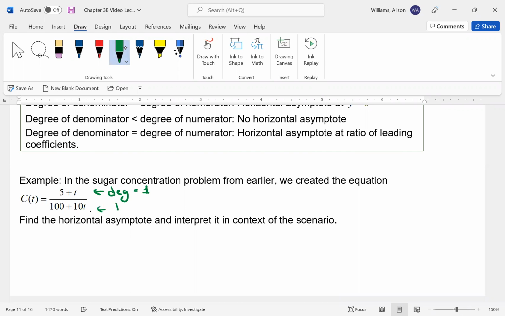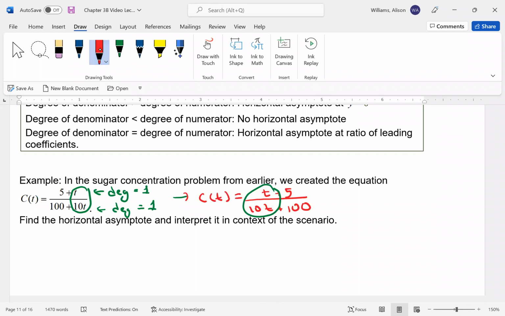There we go. Degree of the denominator is also 1. Okay, so this is the case where it's going to be the ratio. I am going to be basically using these two terms, those high exponent terms, even though they're not technically in front. I could have rearranged the equation so that they were. I could have put t plus 5 over 10t plus 100. Oh, I'm sorry, that's not a negative, that's a positive. My line just went right through it. No negative. All right, I could have rearranged it and then done the leading coefficients or terms.